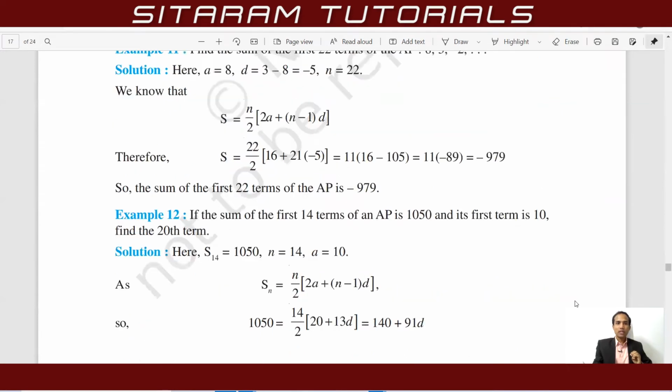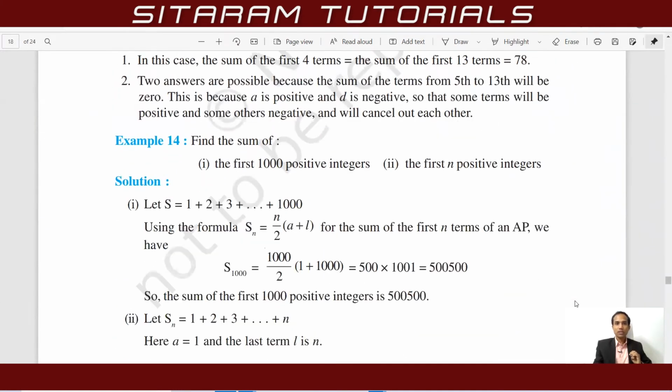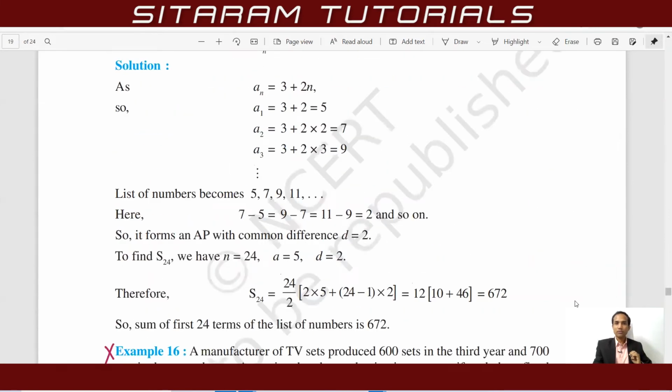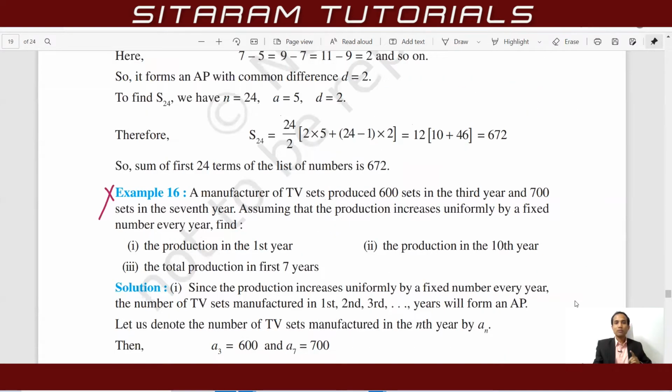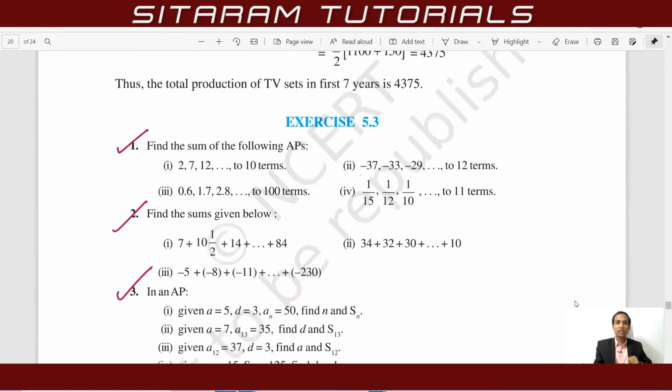Example 11 is there, example 12 is also there, example 13 is also there, example 14 is also there, example 15 also. But if you come to example 16, a manufacturer of TV sets produced 600 sets in the third year and 700 sets in the seventh year. These all are real-time situation problems. So these are called application-based questions, and these type of questions are not going to be there. So example 16 is deleted.